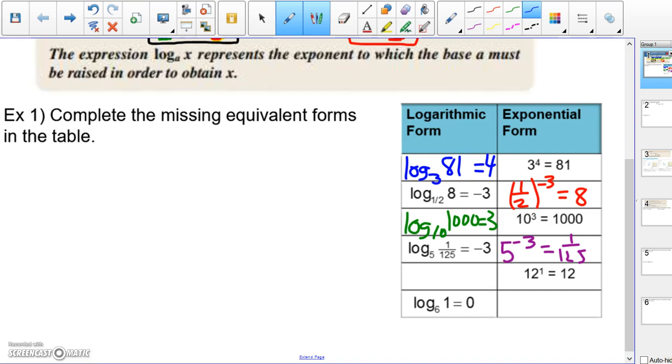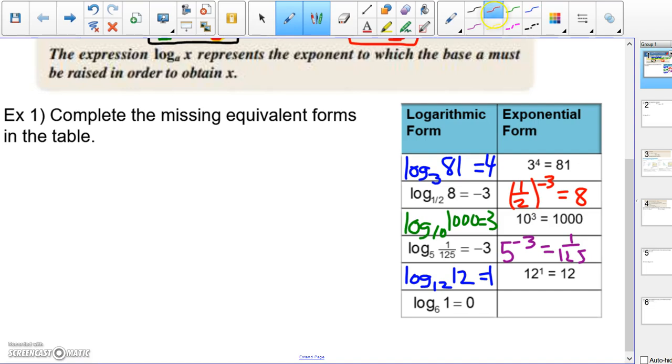Next, this is a base 12, so I'm going to say log base 12. The answer to the log is the exponent, and so log base 12 of 12 equals 1. This is going to be something good to remember. If I said log base 12 of 12, that's 1. Log base 4 of 4 is 1. Log base 13 of 13 is 1, so that's something good to remember.